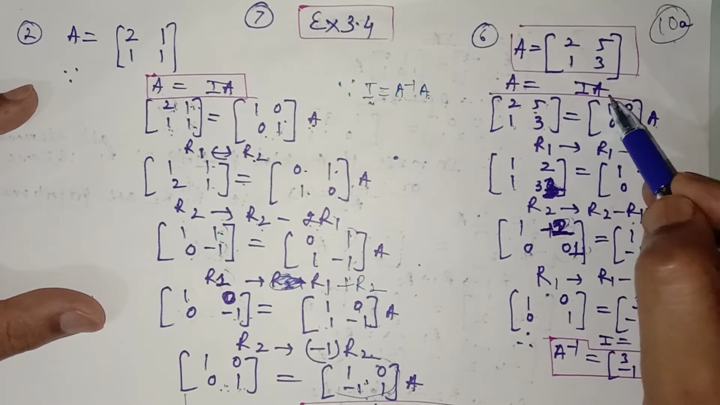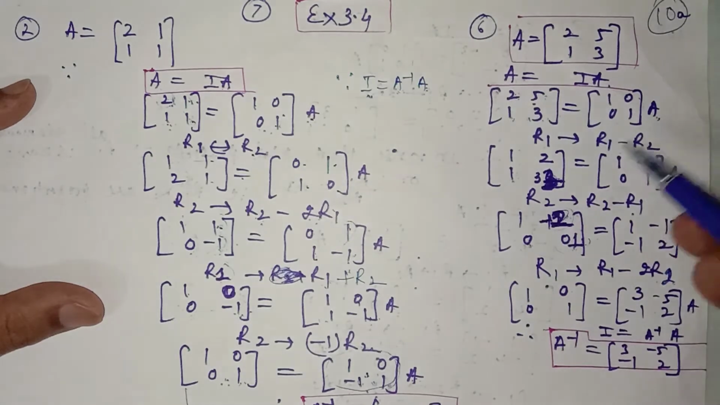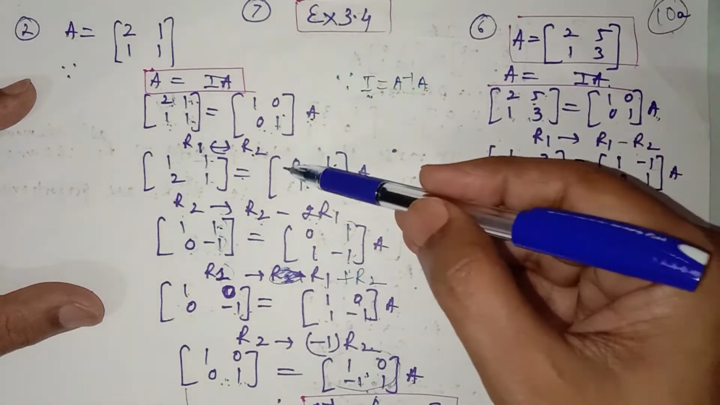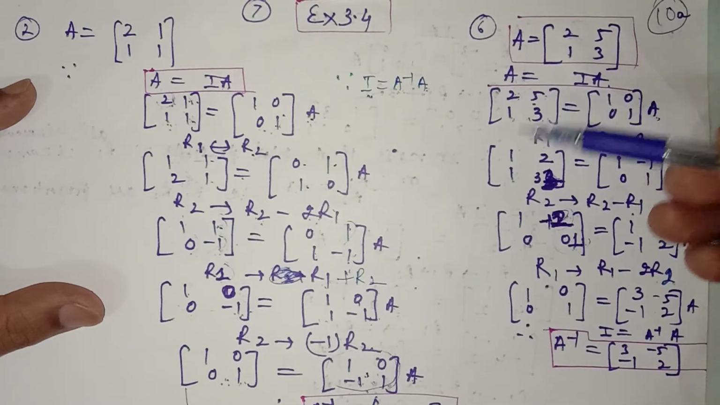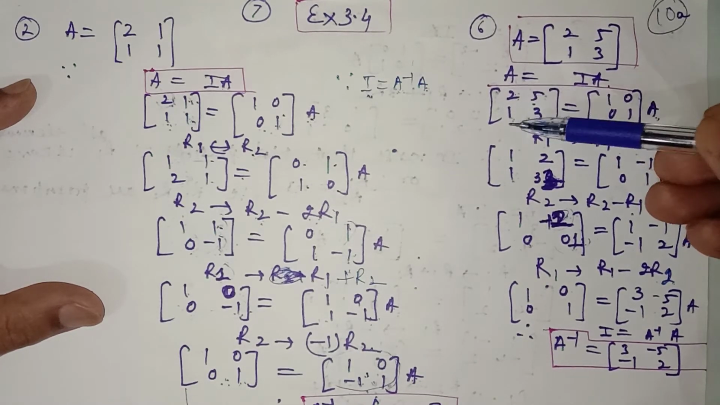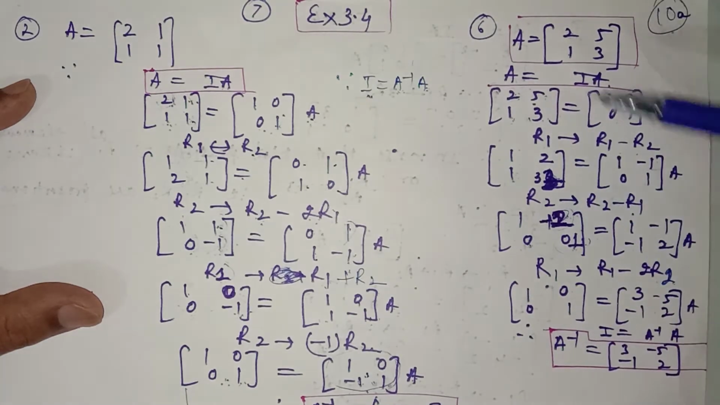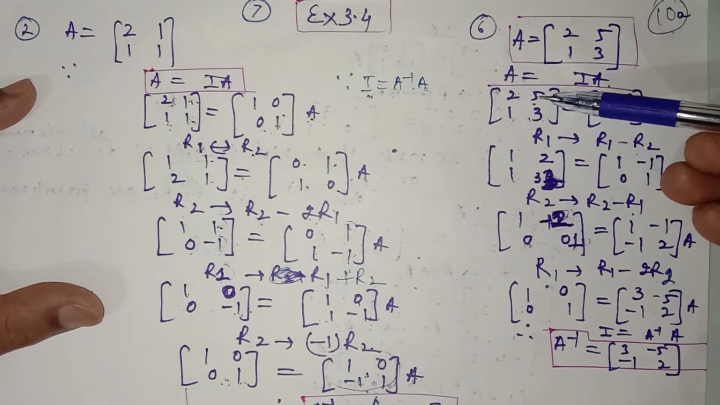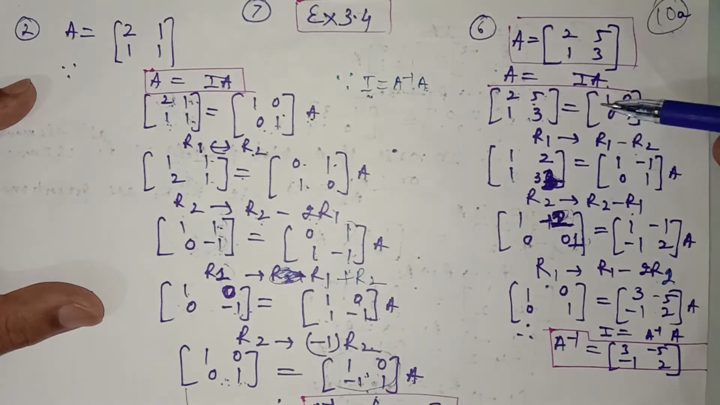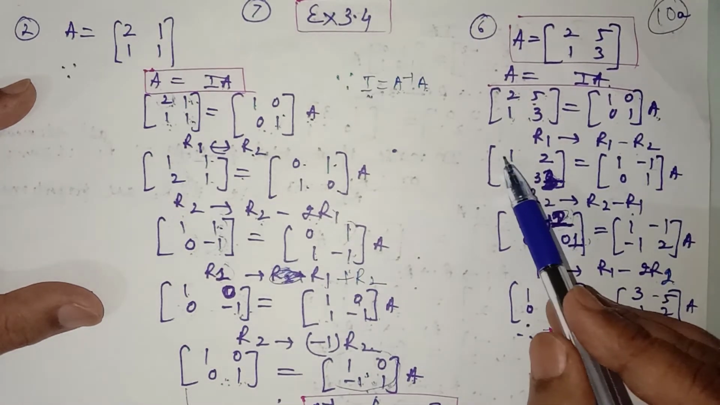So A is equal to I into A, so you have to bring it 1 here. So as we have done in the first, you can interchange the first and second row, but here I have subtracted R2 from R1, so R1 is equal to R1 minus R2. So R1 minus R2, you will get 1 here. R1 minus R2 will get 2, R1 minus R2 will get 1, R1 minus R2 will get minus 1. So you obtain 1 here.